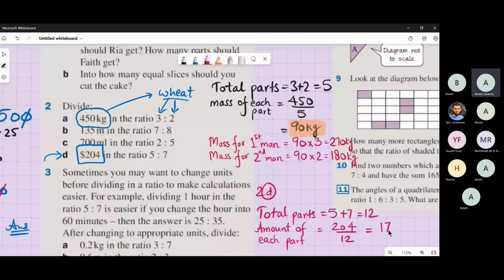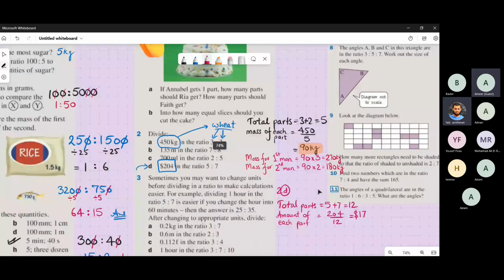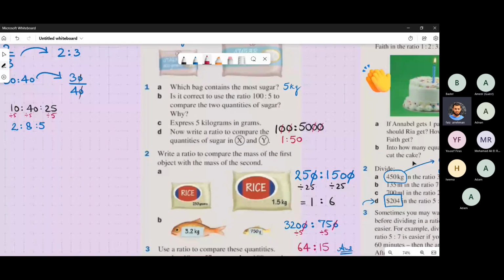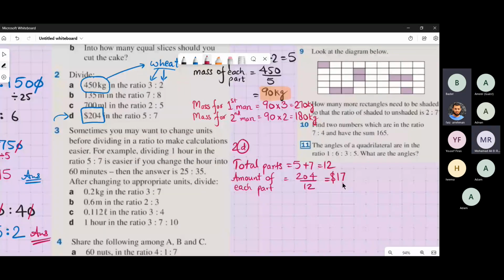17 multiplied by 5 equals 85. So 17 is the value of each part. Now, the first guy, I have to give how many parts? 5, so $85. The second guy, I have to give how many parts? 7. So just multiply by 5 and 7.